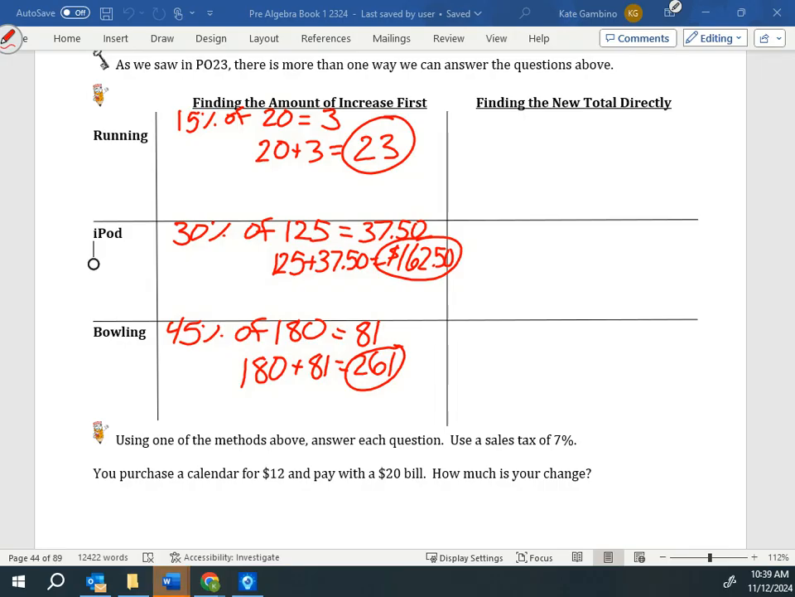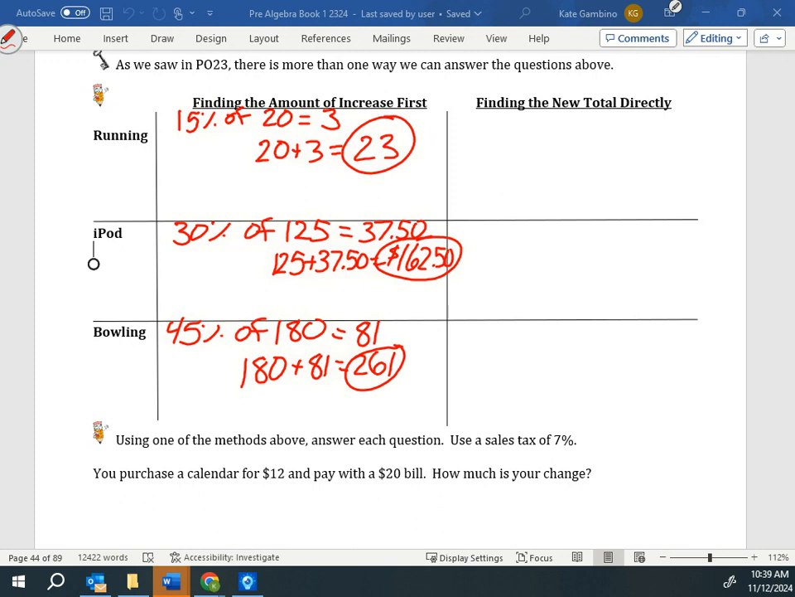When we're writing all these numbers, always circle your answer. Okay? So that's one method. Finding what that percent is, and then so if it was 15% of 20, that's 3. We know how to do that from the last objective. And we just add it to the original number. Okay, so we're doing what we've already done, and we're doing it one step farther. We're adding it back onto the original number.